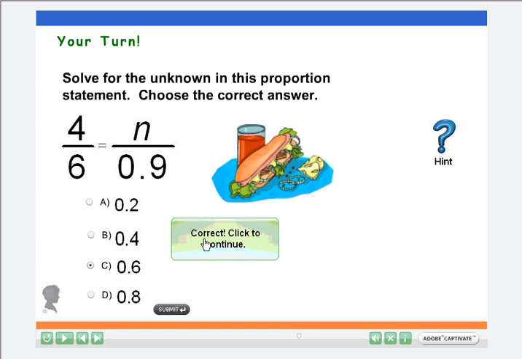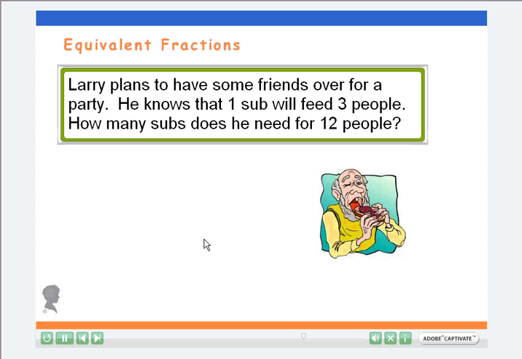Now let's get back to Larry's problem. Larry plans to have some friends over for a party. He knows that one sub will feed 3 people. How many subs does he need for 12 people? Remember that 1 sub to 3 people is a ratio. We need an equivalent ratio that will describe a certain number of subs to 12 people.